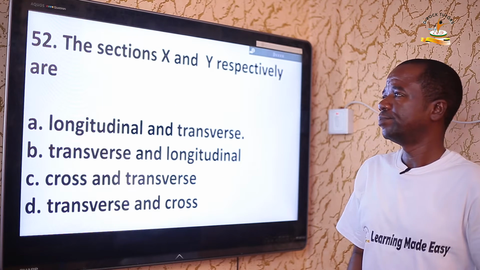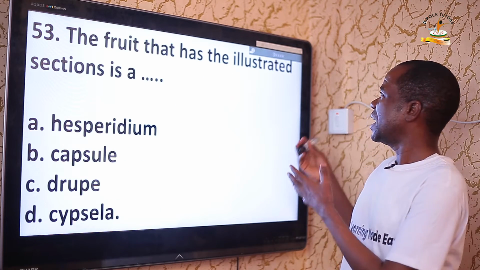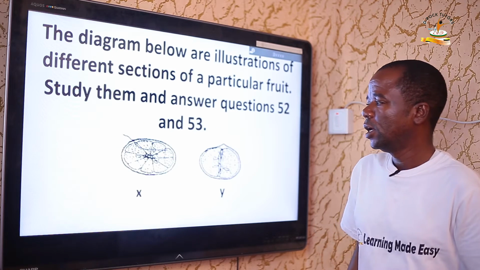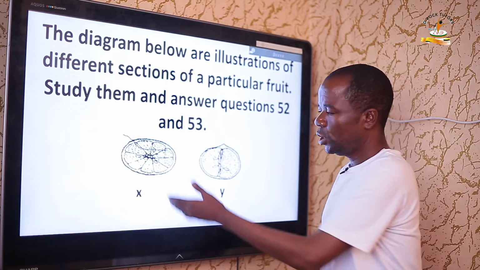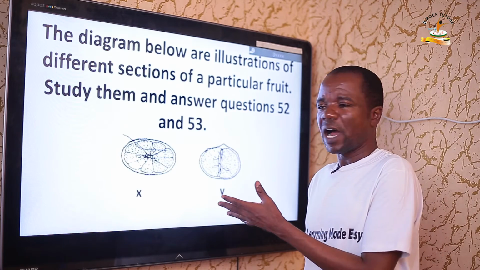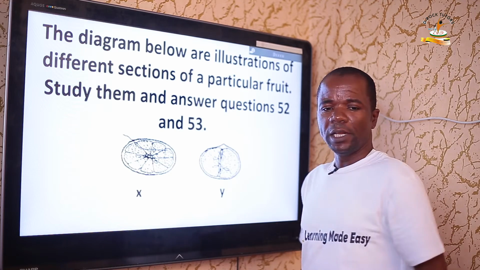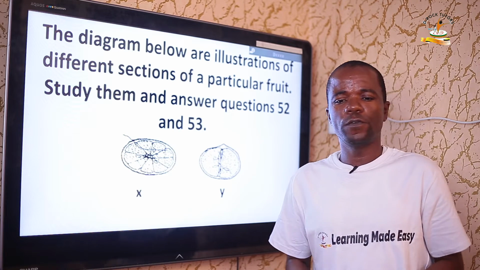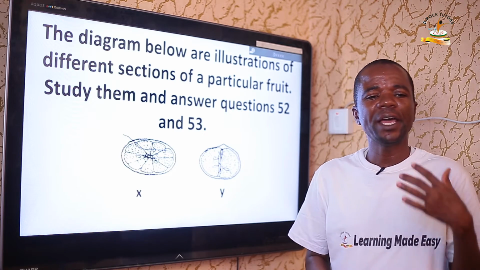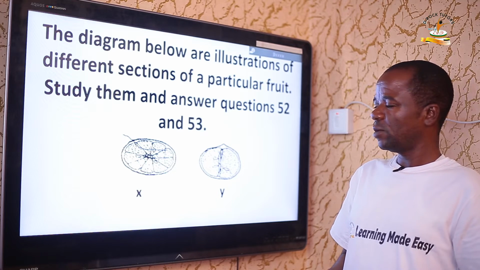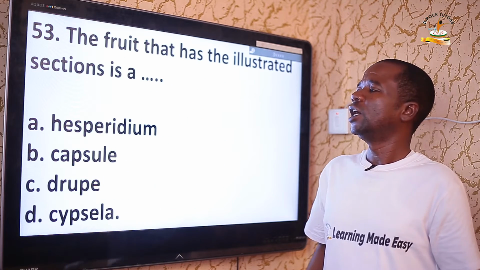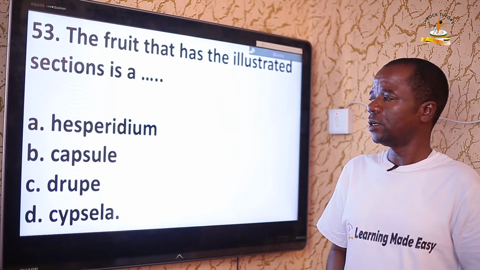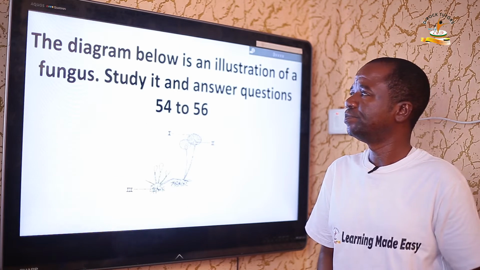Number 53. The fruit that has the illustrated section is, let's take a look at the fruit again. If you look at the fruit here, it does resemble that of an orange, doesn't it? Or a lemon. And we know both orange and lemon belong to the class of fruits categorized as Hesperidium. So let's look at number 53 to see which option contains Hesperidium. There it is. Option A, Hesperidium. That's the correct answer.